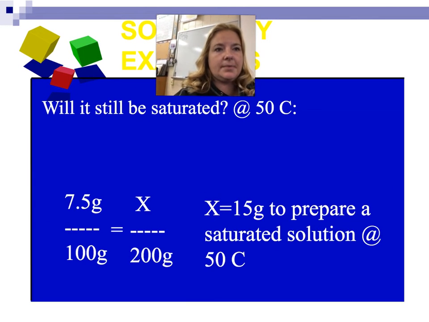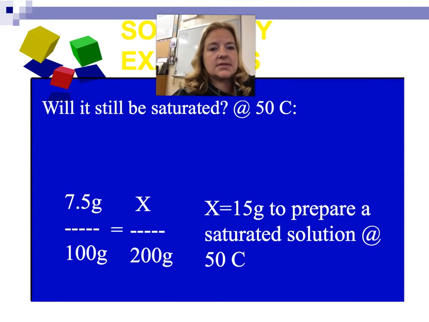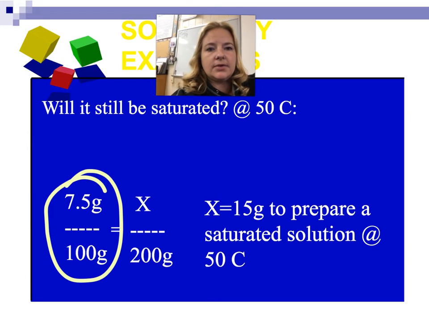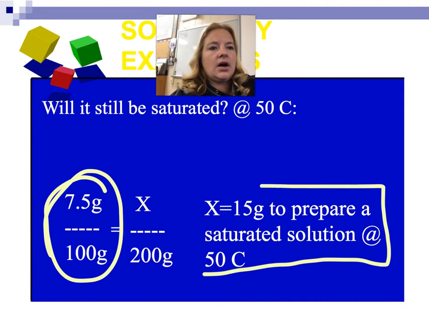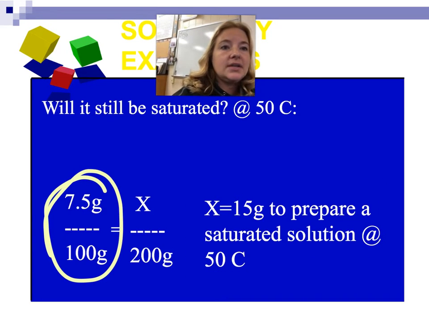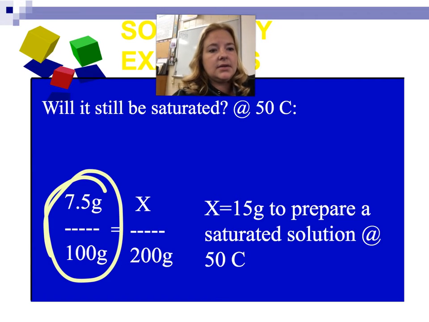So here's the first step. We first need to find out if it will be saturated at 50 degrees Celsius. So I had said we need to use how much do we need at 50 degrees Celsius to be saturated. So this is your given solubility, and you set that equal to x over 200 because we need to know how many grams are needed to make that solution in 200 grams of water. So I need 15 grams of that material, of that solute, to put into 200 grams of solvent. So will it be saturated is the next step.